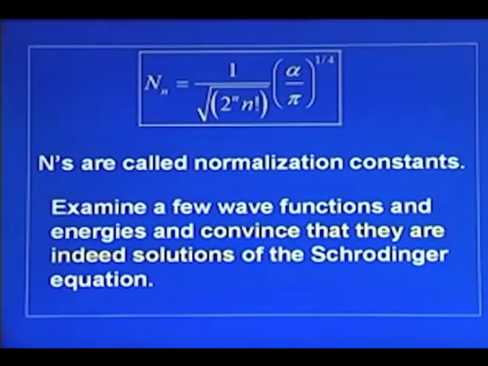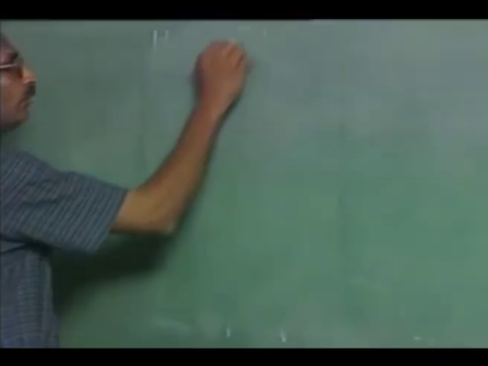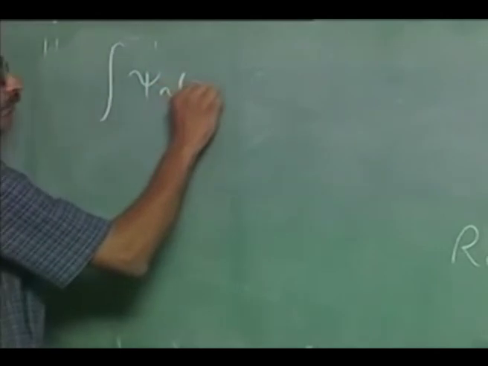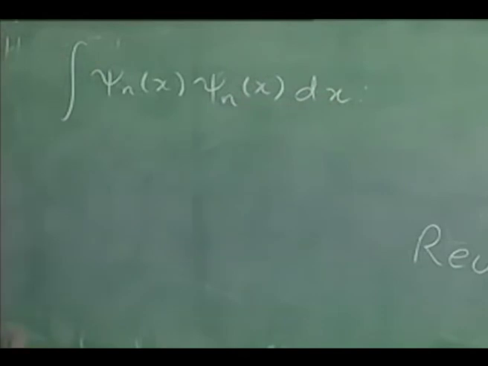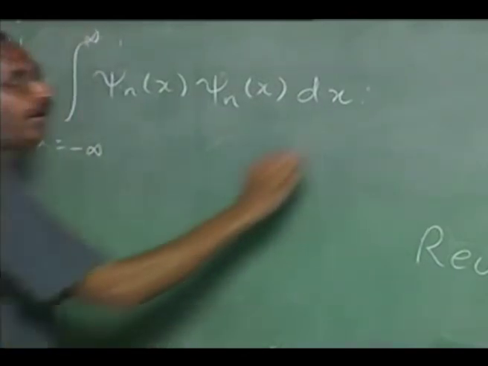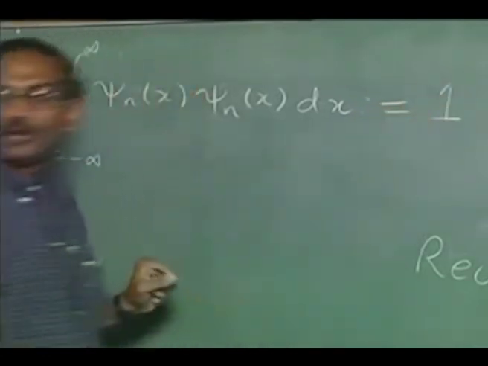Okay. The constants N which were associated with the wave functions are called the normalization constants, and they are obtained in the same way that we did the normalization constants for the particle in the box. What we did was integrate psi n of x, psi n of x dx. For the particle in the box, the system's space was 0 to L. For the harmonic oscillator, the system space is x equal to minus infinity to plus infinity, and you set this equal to 1.